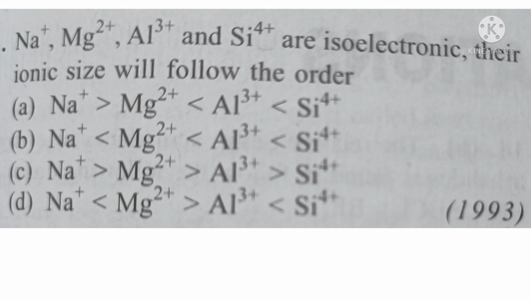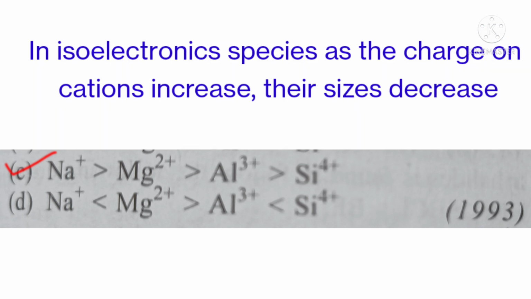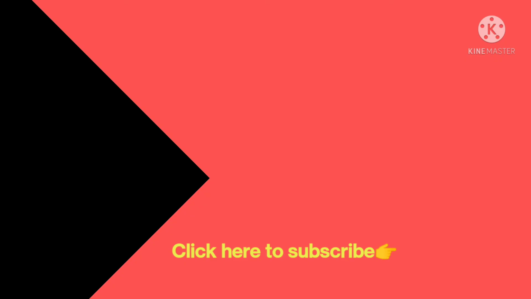Sodium ion, magnesium ion, aluminum ion and silicon ion are isoelectronic. Their ionic size will follow the order: sodium is more than magnesium is more than aluminum is more than silicon. This is because in isoelectronic species, as the charge on the cation increases, the size decreases. So option C is the correct answer.